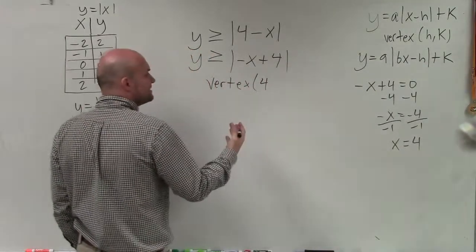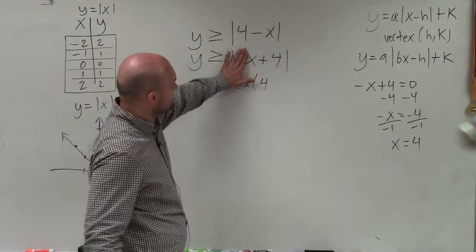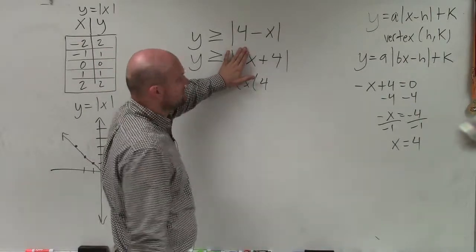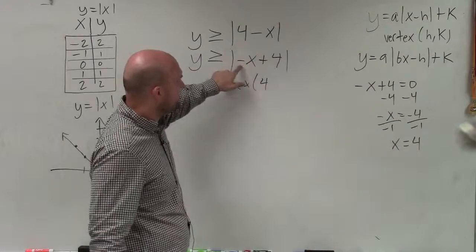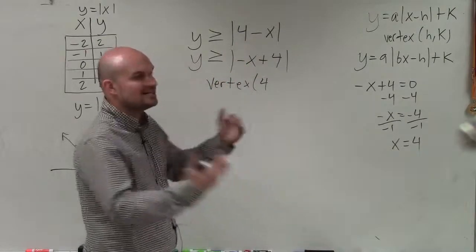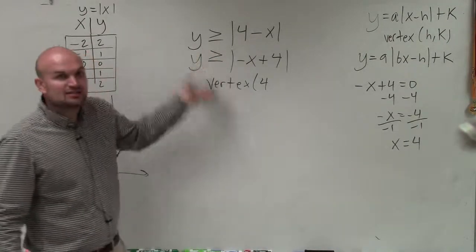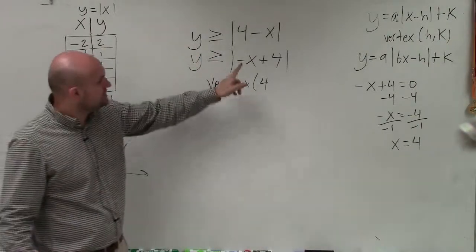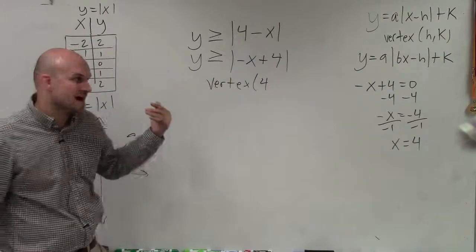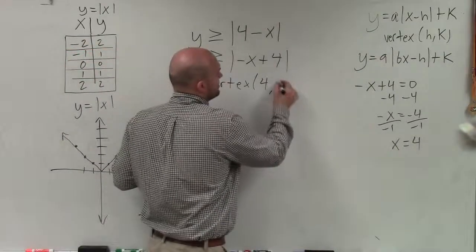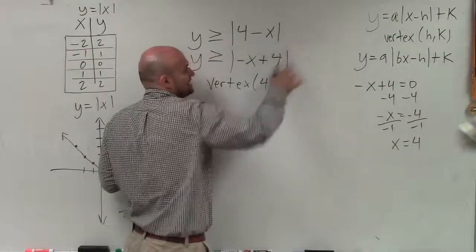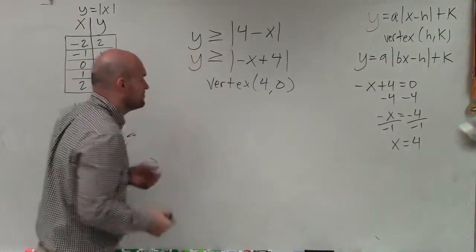So what that tells us is my new vertex is actually being shifted 4 units to the right. Because if I didn't have this negative x here, we would have 4 units to the left. But that negative x changes everything. That actually reflects the graph about the y-axis. If it was negative on the outside, just remember how that reflects over the x-axis? Well, when it's negative on the inside, that reflects over the y-axis. So my vertex is 4, 0. I'm not adding or subtracting anything outside, so therefore my k is 0.